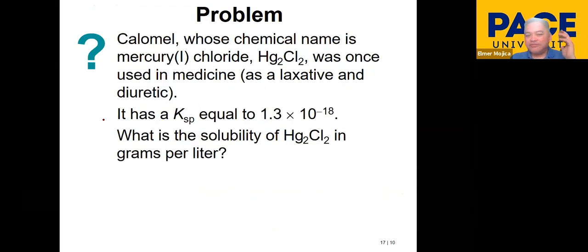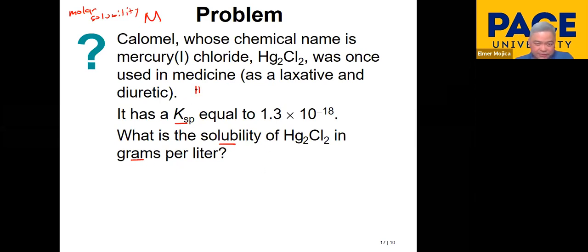So the next one, as I've told you, it's the other way around. You're given the Ksp and you are asked for the solubility. Solubility in terms of grams per liter, because if it's the molar, usually the term is molar solubility. So you have here mercury chloride, mercury 1, used as laxative. It has a Ksp equal to 1.3 times 10 to the -18. So you're asked what's the solubility of mercury chloride in grams per liter.